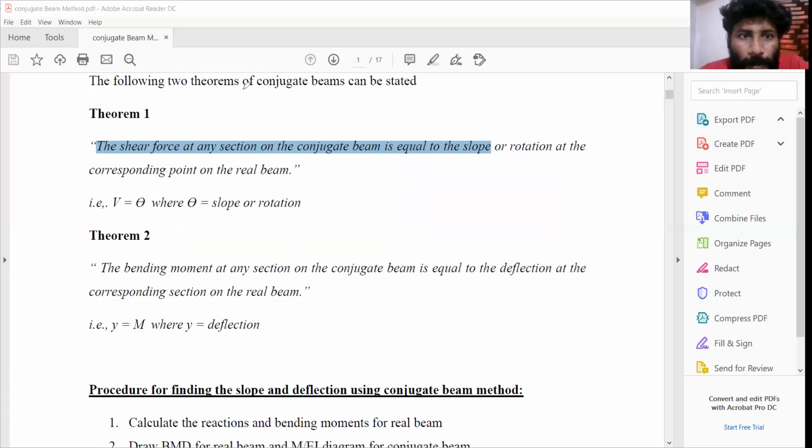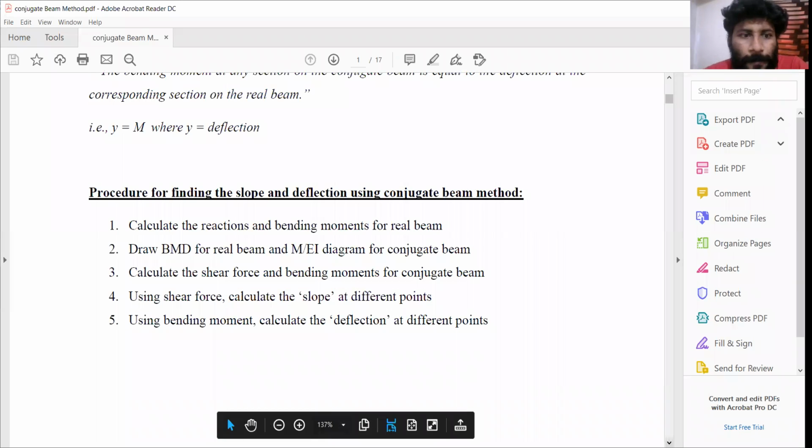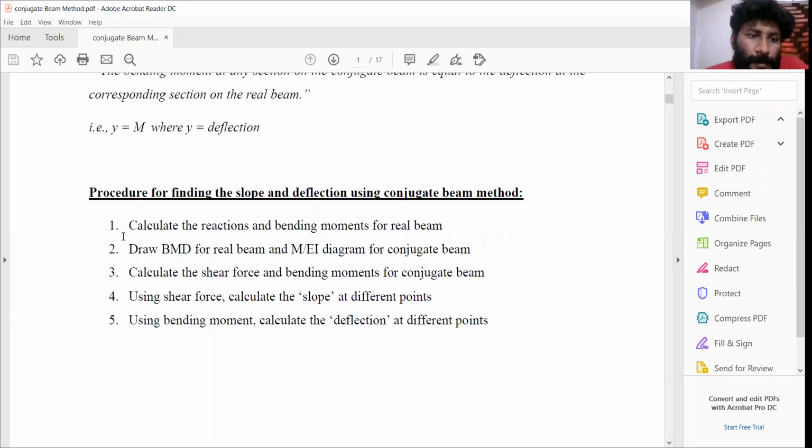So now we'll move on to the procedure for finding the slope and deflections. Calculate the reactions and bending moments for the real beam. First we have to calculate the reactions and write the bending moments for the real beam, whatever beam is given. Draw the BMD for the real beam. So it's the actual beam, and we will write the bending moment diagram.